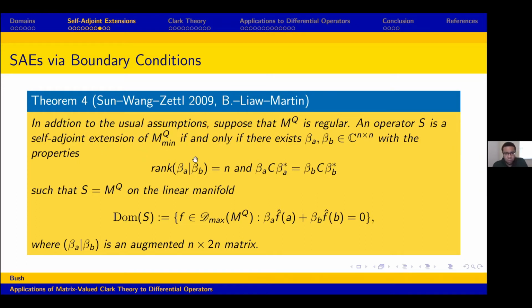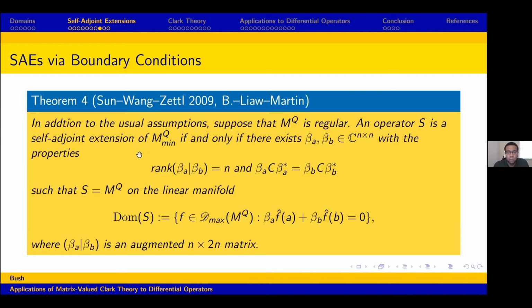So in addition to the usual assumptions, which is everything that was on the handful of slides setting up MQ and the stuff about T, we also need to assume that MQ is regular for this result to hold, and regular in the context of differential expressions just means that all your coefficients are L1. No, not L1 loc, like they were just to define the operator at all. They have to be truly L1 in order to have regularity. And if that holds, then you have a self-adjoint extension if and only if the following is true.